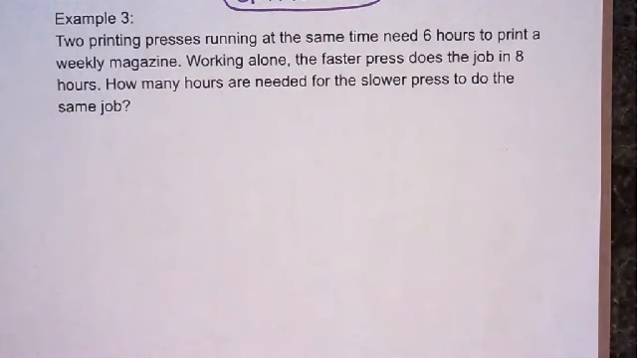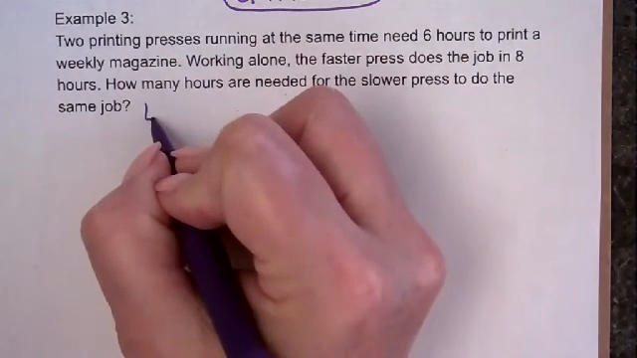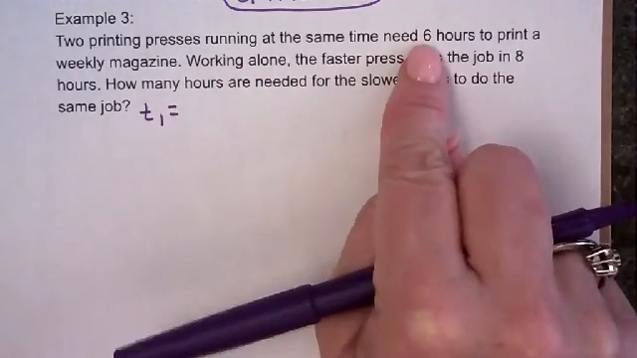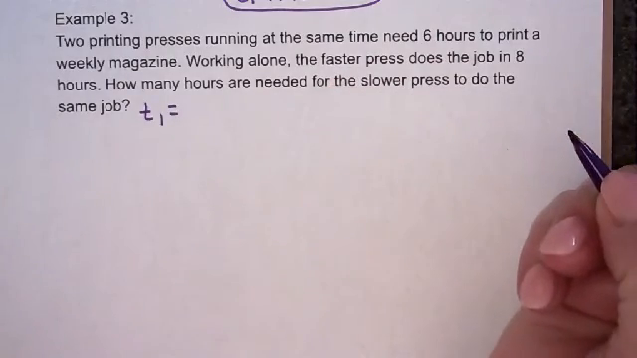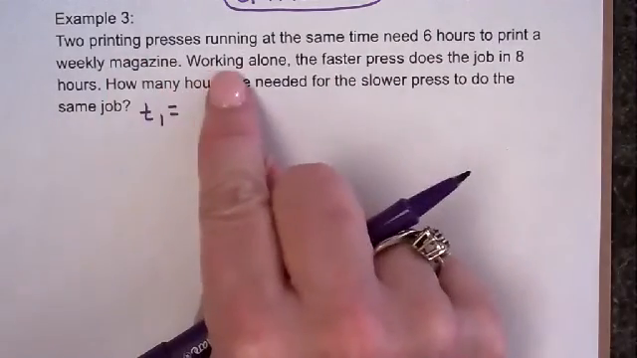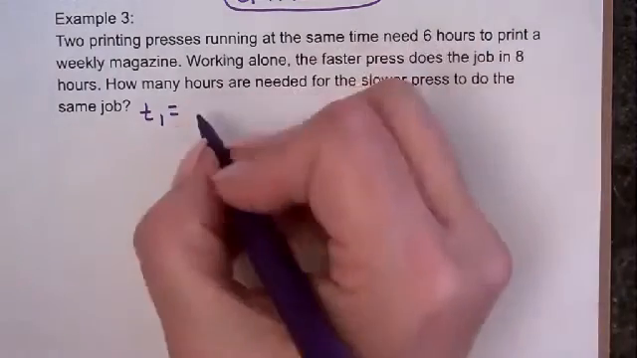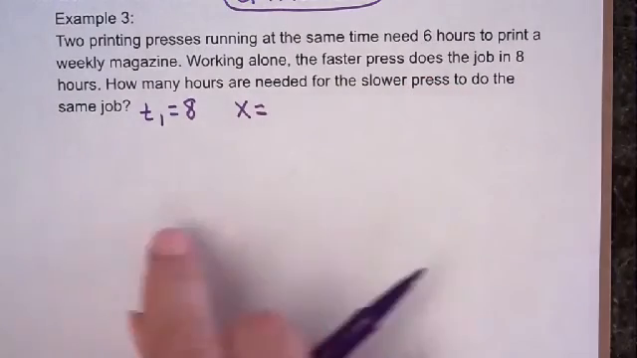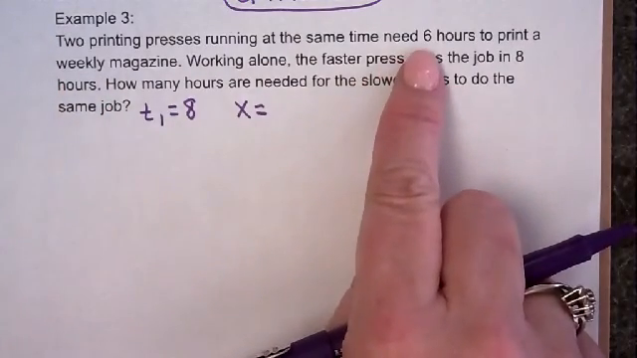Okay, so this time I'm being told how long it takes the first machine to do it. I'm being told how long it takes them working together. And I've got to figure out how long it takes the second machine to do the job. So what I know here is I can let T sub 1 be the time for my fastest, which is 6 hours. Oh, no, wait. Working alone, the fastest press can go 8 hours. Sorry about that. And working together, the two printing presses is going to take 6 hours.